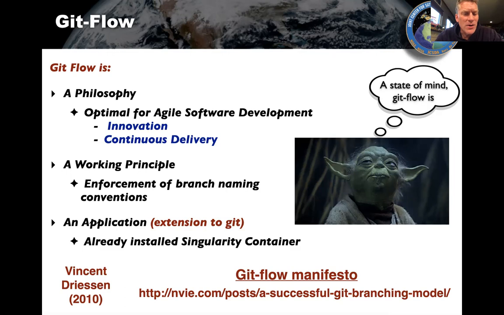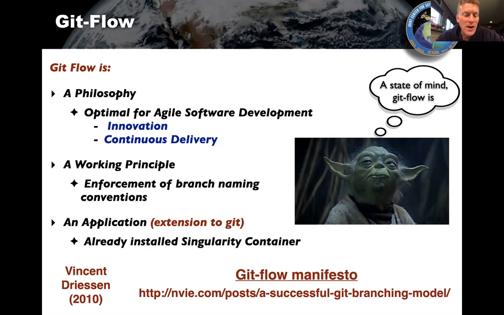So Git flow is also a working principle. There is enforcement of the branch naming convention. If you do a pull request to JCSJ repositories and they do not follow the Git flow naming convention, then you will be scolded. We have an automated webhook that will check for compliance with Git flow. So be aware of that.